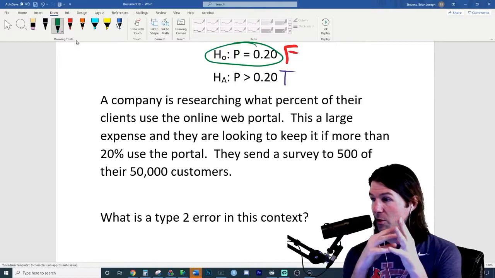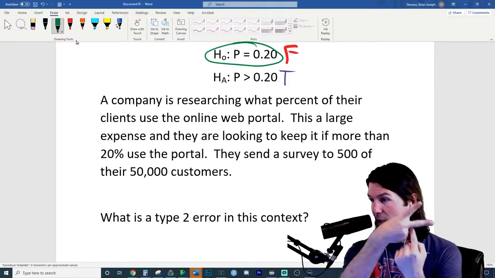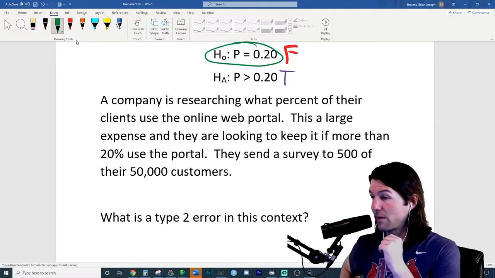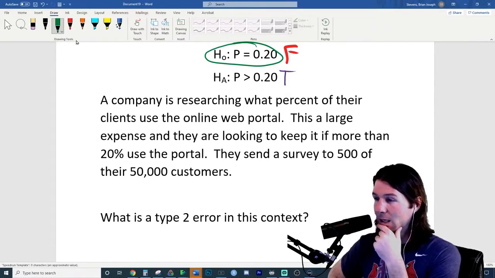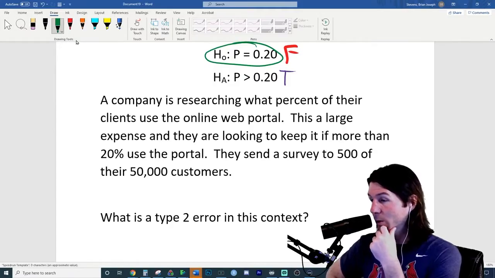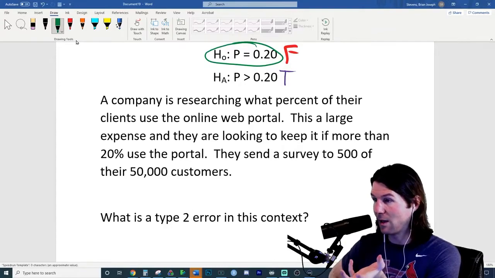So in this instance, we would believe that the online portal is not being utilized. Think about that. We fail to reject the false null. There's the 2 Fs of the type 2. In this instance, we would say, well, it looks like people aren't really utilizing the online portal. And so we are going to not invest in the online.